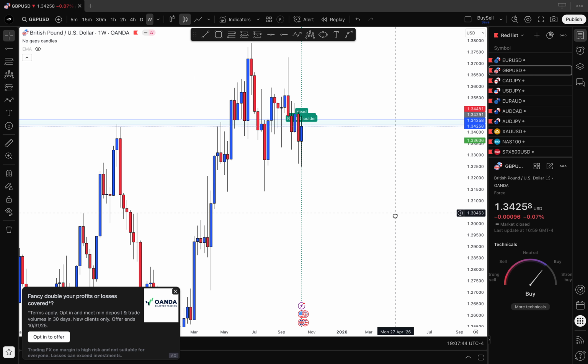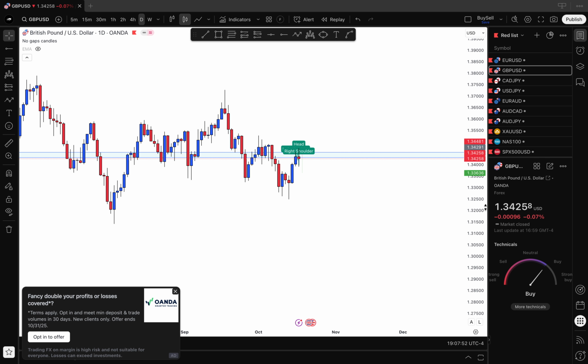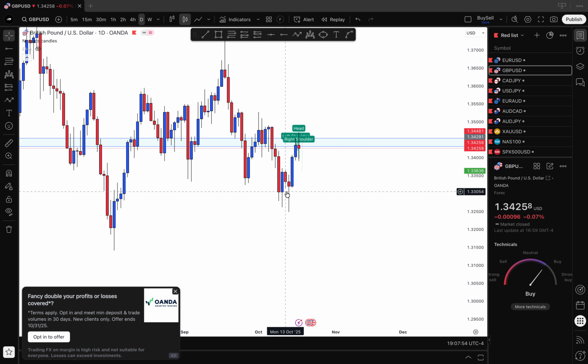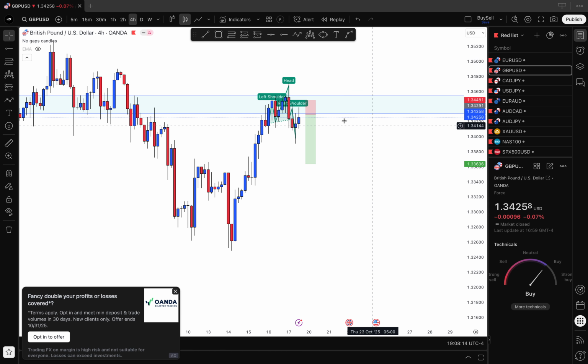Weekly is going to be bearish because this is the lower low and this is the lower high. Daily is also bearish. This is the lower low, this is the lower high. And 4 hour doesn't matter because we have the daily and weekly in sync. They are both bearish. So regardless if the 4 hour is bearish or bullish, it doesn't matter. We're looking for a sell trade because the daily and weekly are bearish. So we're looking for bearish trades.